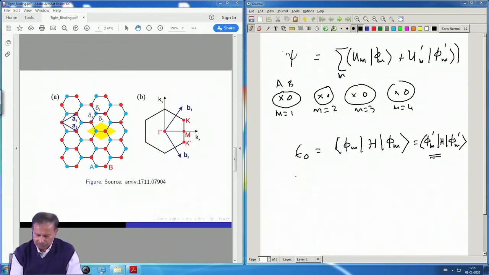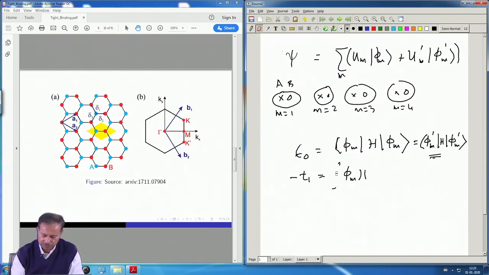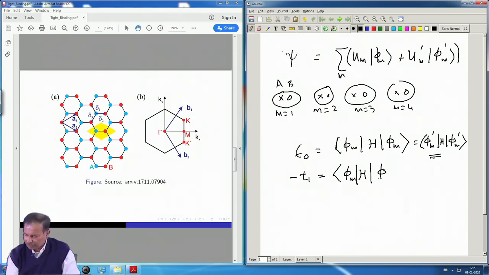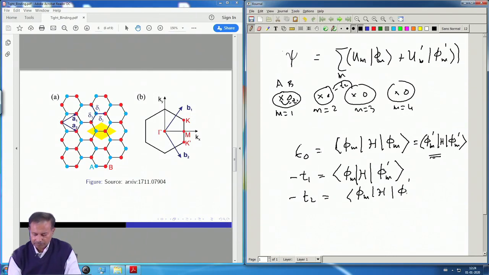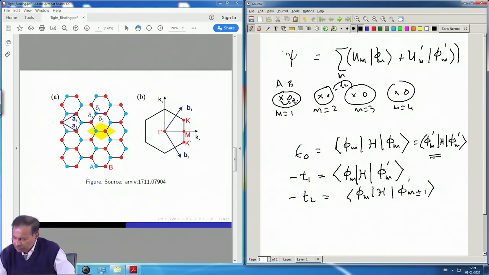The other quantity that we wrote down was minus T 1 equal to phi m H, sorry, I am using the bracket notation, so let us stick to that. You could as well write it as an integral, phi m H phi m prime. So, this means that T 1 is the hopping between these two, which we called minus T 1, and between these we called minus T 2. That hopping is minus T 2 equal to phi m prime H phi m plus or minus 1 prime, and I chose that to be real.